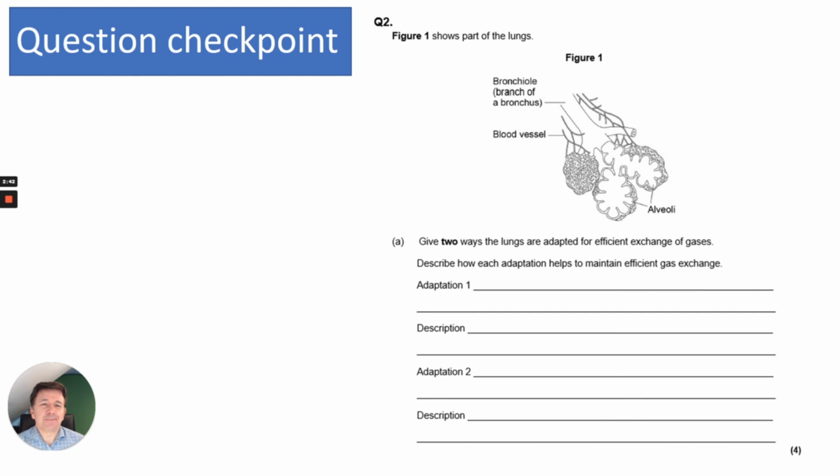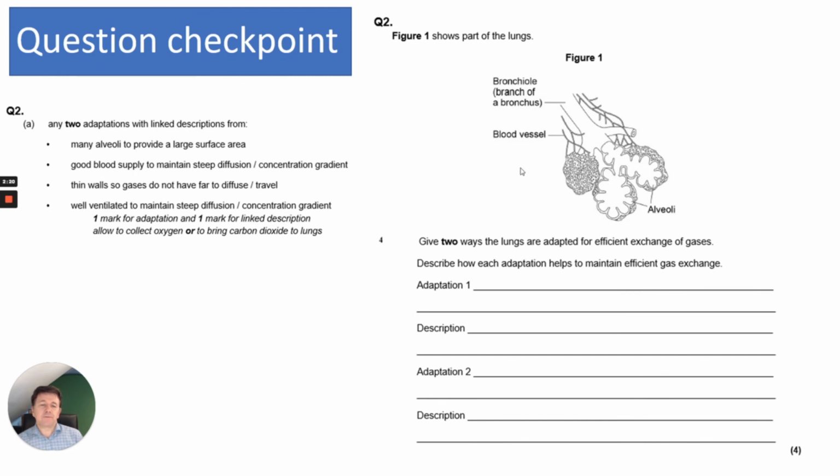Okay, welcome back. Right, so give 2 ways the lungs are adapted for efficient exchange. Describe how each adaptation helps to maintain efficient gas exchange. So they want you 2 adaptations, so 2 features or structures, and then a description of each. So you can have many answers here. So for example, adaptation 1, there are lots of alveoli. Okay, and then to get the second mark, you need to say, why are there many alveoli? Well, that means that it provides a larger surface area.